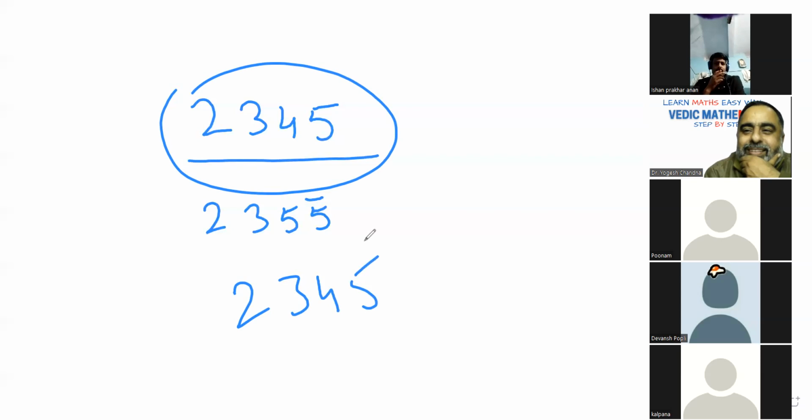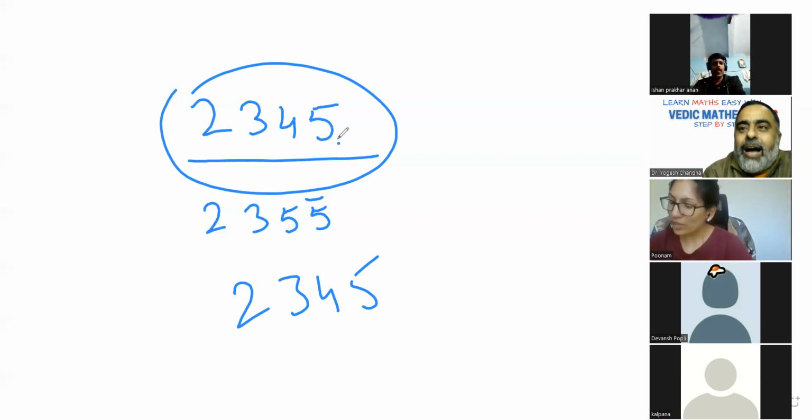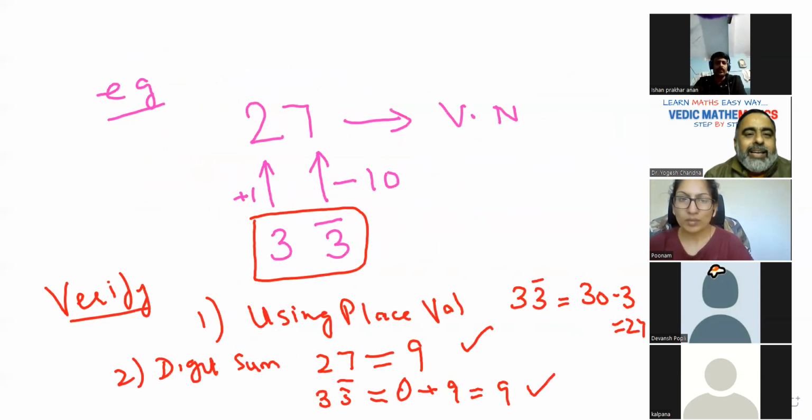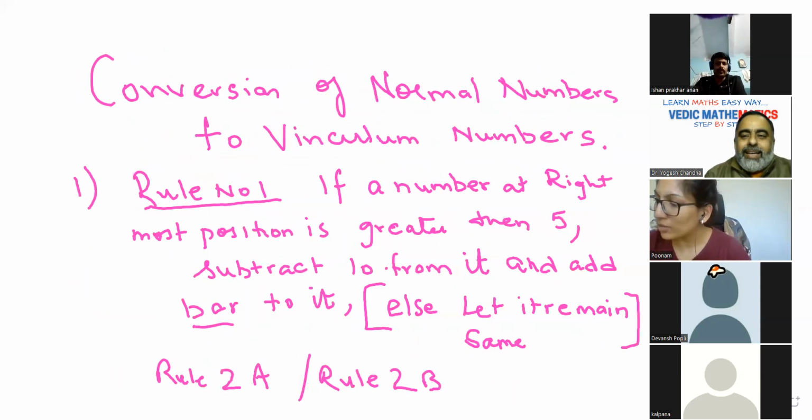See, how can you apply rule number 1 here? 10 minus 5. Is it greater than 5? Yes. Okay. First, take 1 minute, 2 minutes. Everybody write the rules. I'll give you. No, sir, I have written. Yes, Kalpana, you also write. This is rule 1. Write down rule number 1.